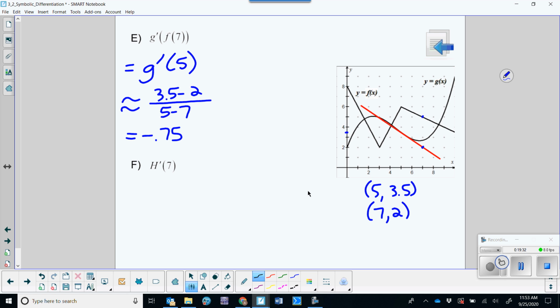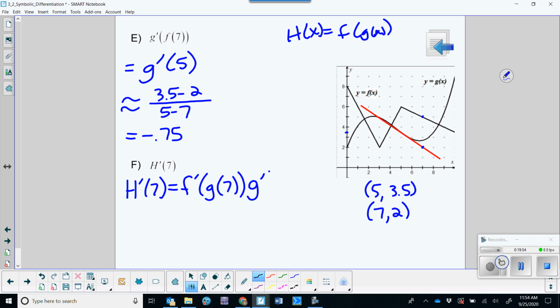So last one, and then this will be it for this video, is h prime of 7. So again, remembering that h of x is f of g of x, h prime of 7 would be f prime of g of 7 times g prime of 7. Again, if you want to, you can do h prime of x equals f prime of g of x times g prime of x, and then fill in 7, and then write h prime of 7 like we did at the beginning. Either way is fine.